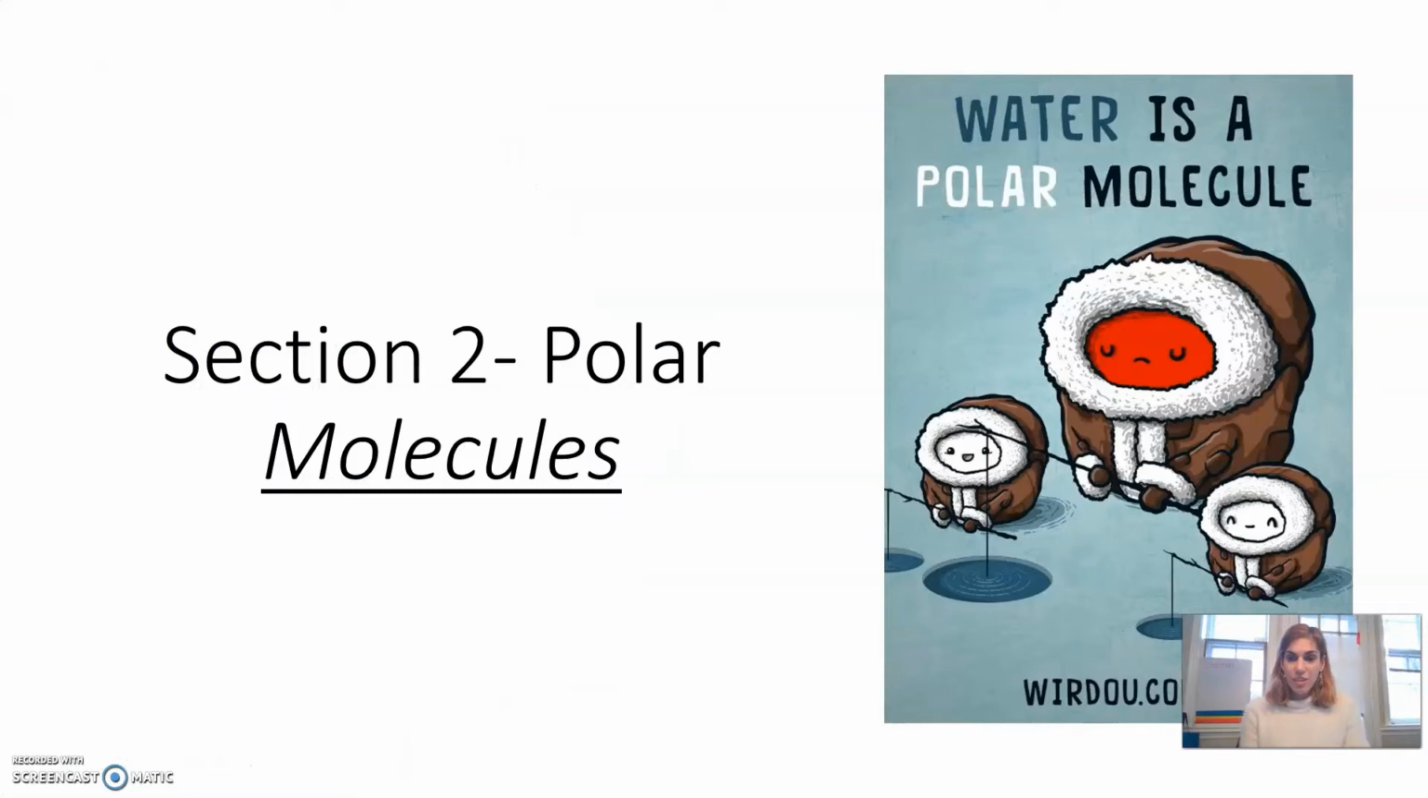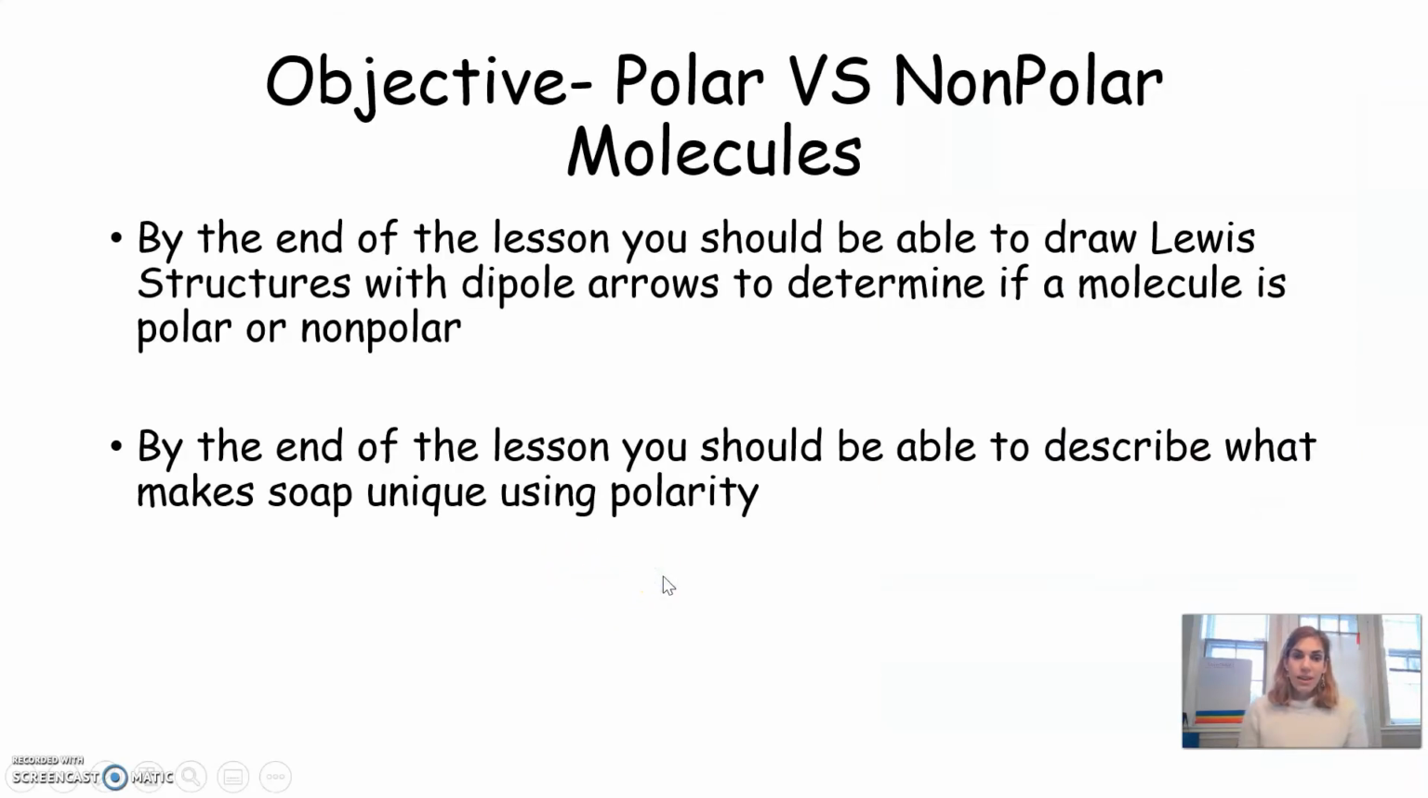So for this next section, we're going to take polar bonds and one-up it. Now we're going to talk about polar molecules. These are two different things. A polar bond does not necessarily mean that it is a polar molecule. By the end of this lesson, you should be able to draw Lewis structures with dipole arrows to determine if a molecule is polar or nonpolar. You should also be able to take the example that we were doing at the beginning with the coronavirus and describe what makes soap unique using polarity.